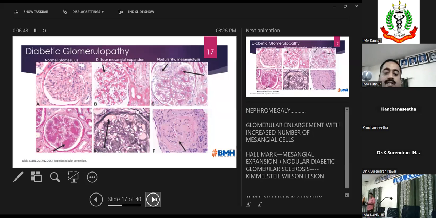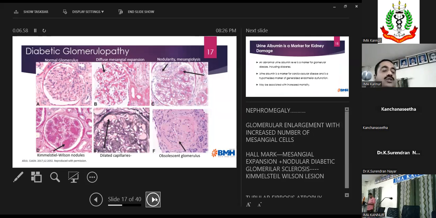The hallmark is mesangial expansion with nodular diabetic glomerulosclerosis, which we call the Kimmelstiel-Wilson lesions. Finally, the entire glomerulus goes into sclerosis, and the patient starts developing kidney disease. Nearly 50% of the renal function, or 50% of the glomeruli, is lost.